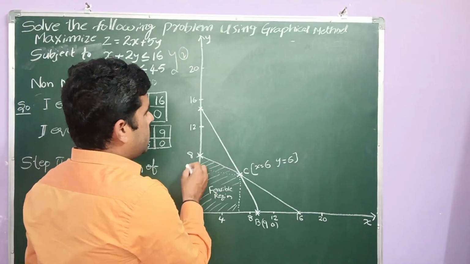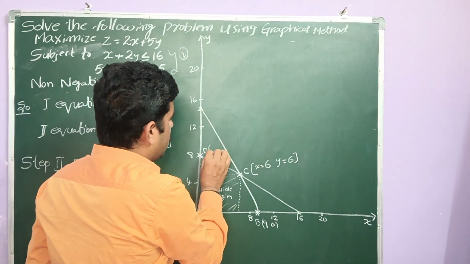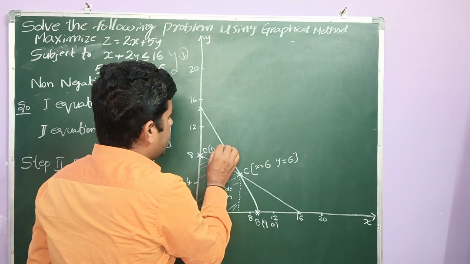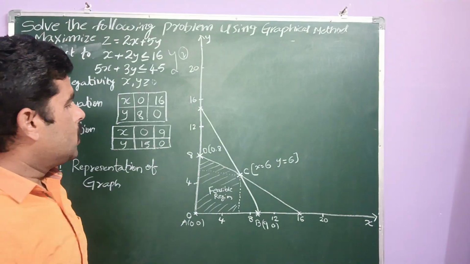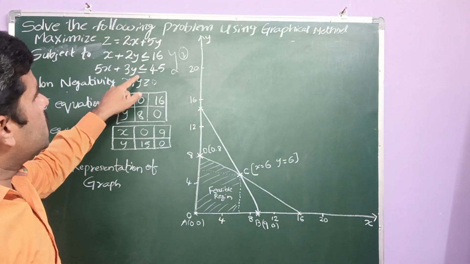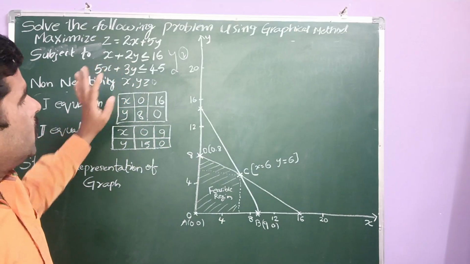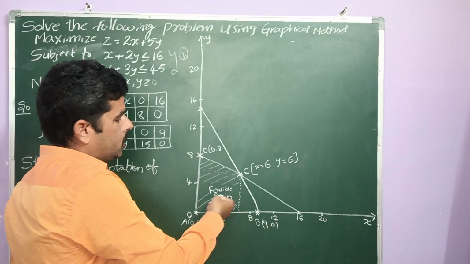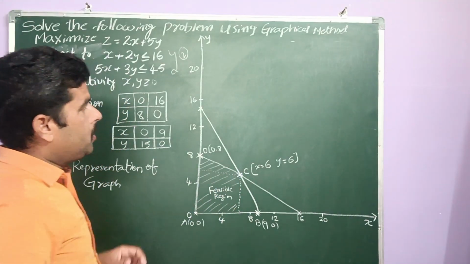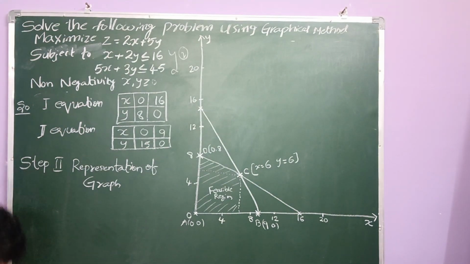Okay, then the next is corner D. See, x is 0 and y is 8. X is 0, y is 8. So a less than or equal to symbol is there for the first equation, and for the second equation also a less than or equal to symbol is there. So that's why I draw all these lines inside. So this region is called the feasible region. So after getting all these values, we have to do step number 4.